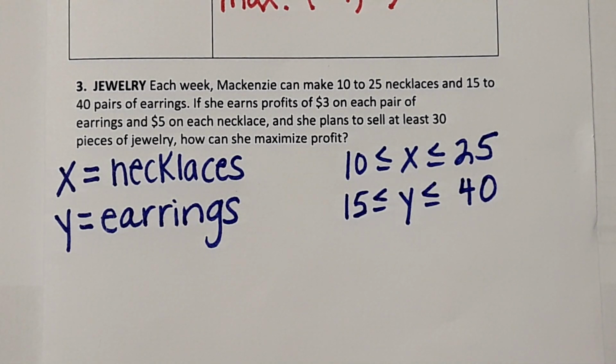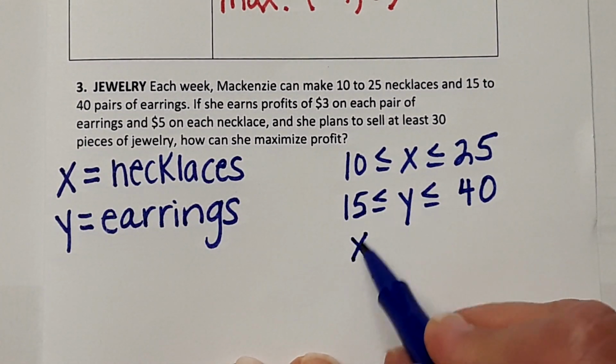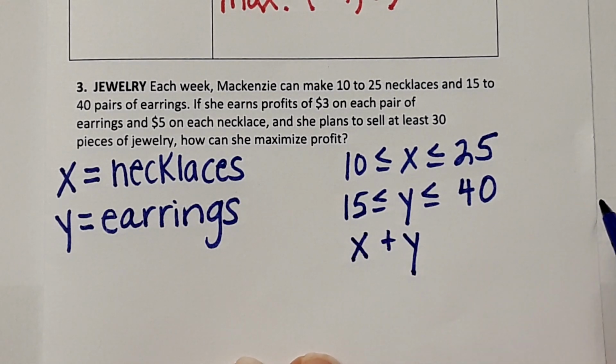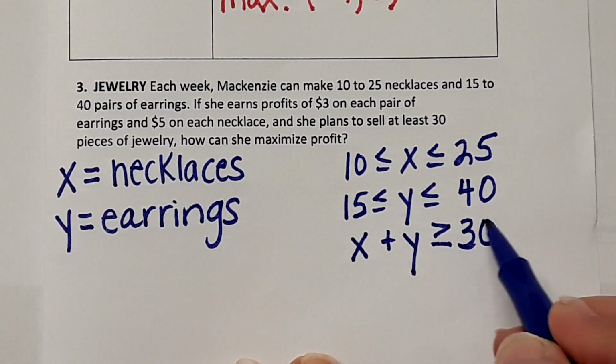Okay, so the profit that they were talking about is going to be our optimization. And she says she plans to sell at least 30 pieces of jewelry. So we have one more equation. Anytime you see profit, that's going to be our optimization equation. We need to come up with our one more equation. So she says that she's going to sell some necklaces and some earrings, and she's going to sell at least 30 of them.